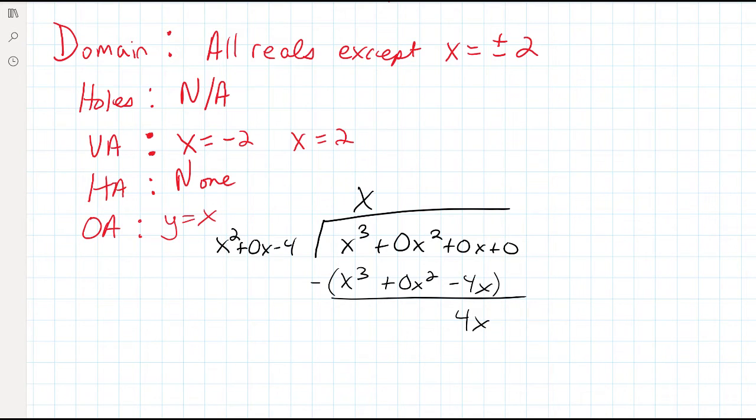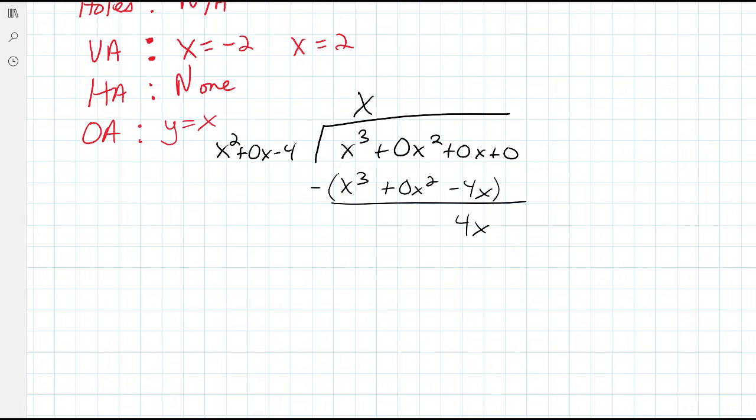So once again, oblique asymptotes only occur when the degree of the numerator is one more than the degree of the denominator. If that's not the case, you will not have an OA, no oblique asymptote. All right, here we go. Just a little bit more, then we'll graph.